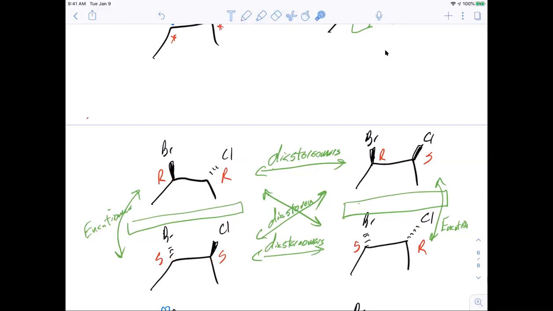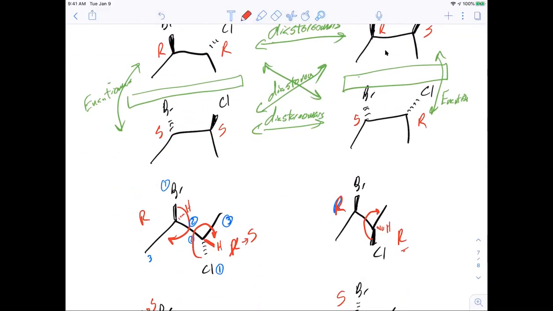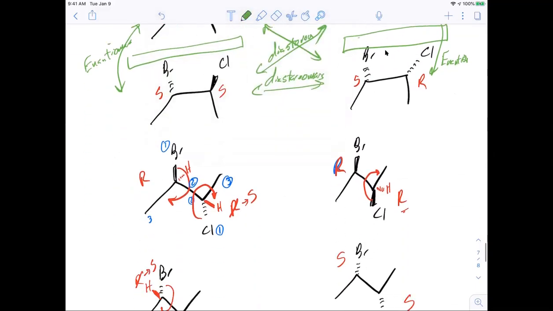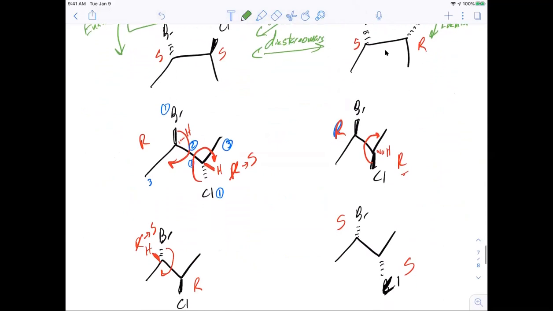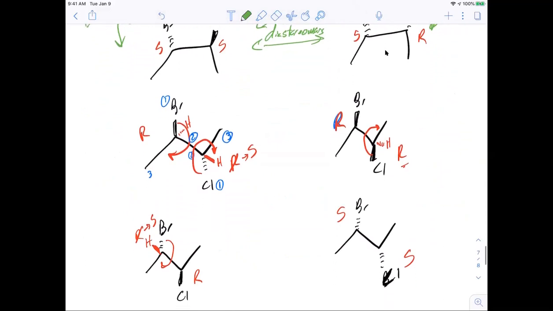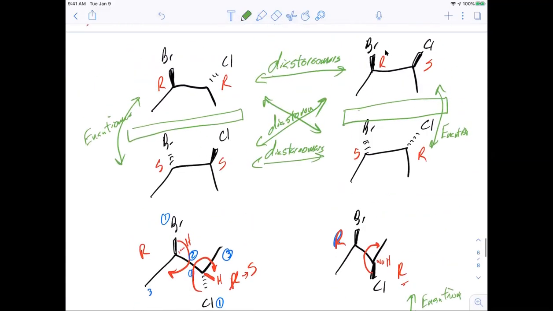Here I went RS and SR, right? So those are enantiomers. What happens for diastereomers? I only change one, right? I've changed an RR to an RS. Okay. So therefore, when we look down here, which of these are enantiomers and which ones are diastereomers? Well, these are our enantiomers, RR to SS. And if we look up here, there was actually the other opposite set, the left-handed set versus the right-handed set.